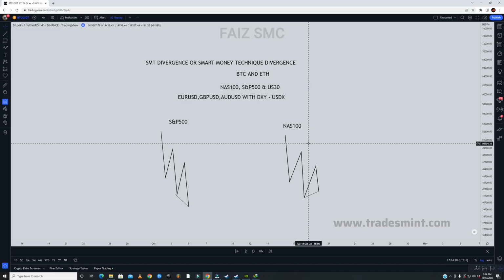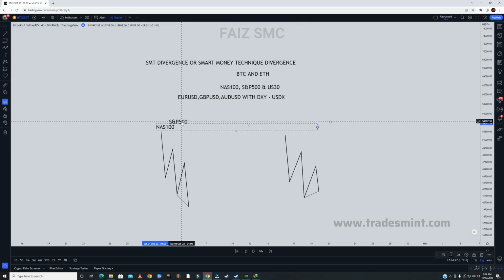So what does that tell us? According to my rules, all right? It shows that the order flow or the momentum has now shifted into a bullish trend, okay? So we did create a lower low on S&P 500, but we could not create it on NAS 100.